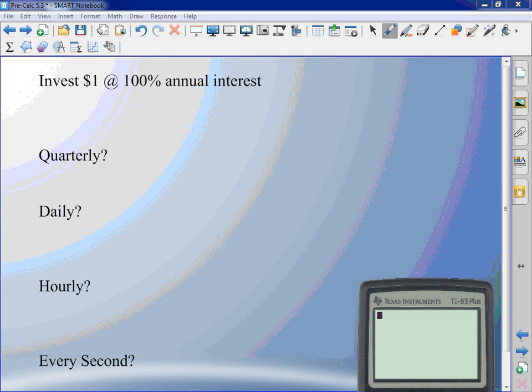Now, second part of the lesson we're going to start off with is we had the original formula, A equals P times 1 plus R over N to the NT, for compound interest. What I'm saying is we're going to invest $1 at 100% interest. After the first year, if we do it annually, what's my principal?